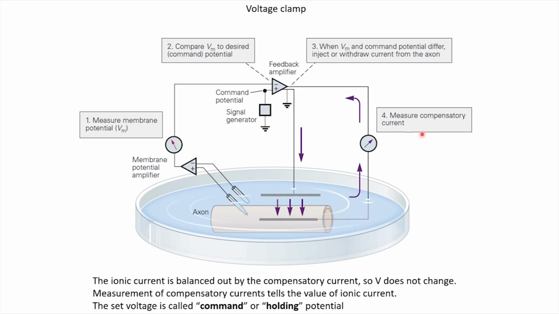So by measuring the compensatory current, we will know what is the amount of ionic currents coming into the neuron. If ionic currents are flowing in, then the compensatory current will be negative. So a negative value of compensatory current tells us that ionic currents are flowing into the neuron.